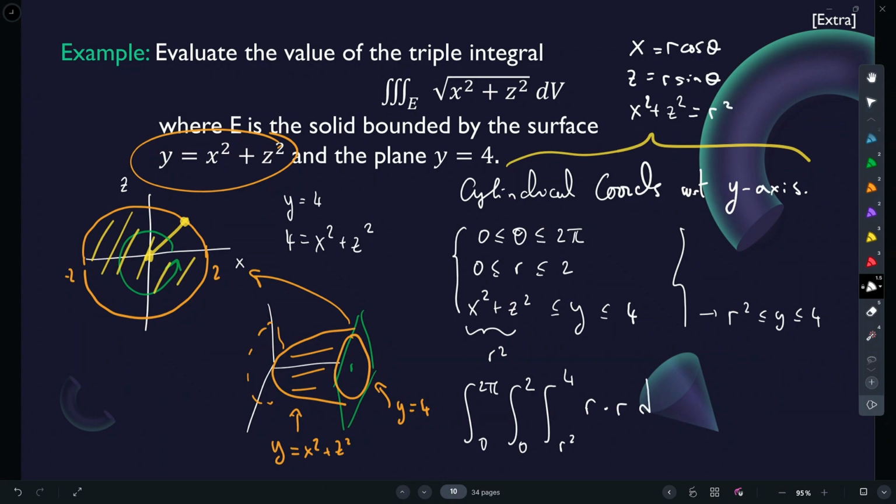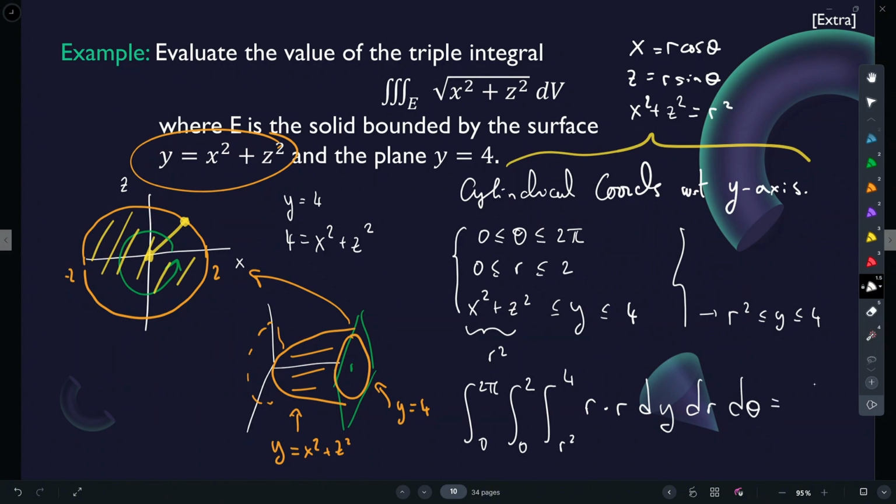And now, what are we integrating? Remember that these are the bounds for y. So the first thing we're doing is integrating with respect to y, then r, then theta. And that's a pretty simple integral to do because this is just the integral of r squared with respect to y. That will be r squared y, evaluated at 4 minus r squared. So that will be the integral of r squared, 4 minus r squared with respect to r. That's just a polynomial.